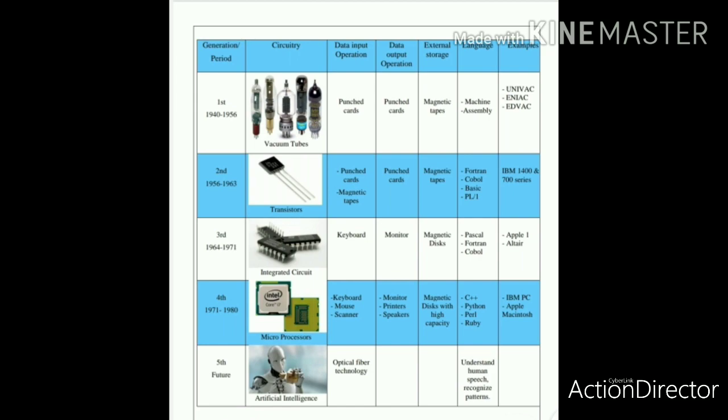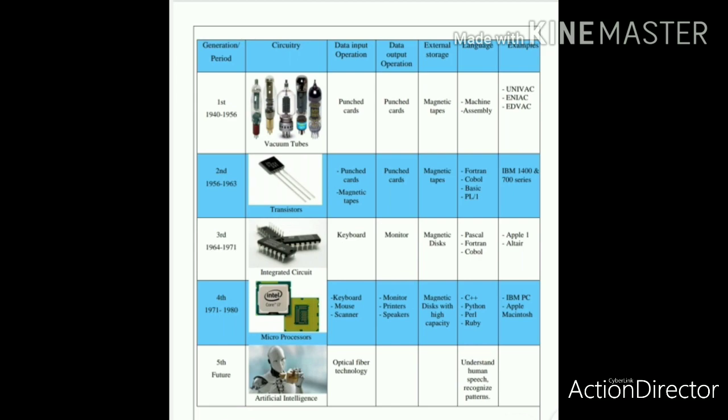These are the 5 generations of computers. If we do a recap, we can see that in first and second generation, punch cards were used as input and output. In the third generation, keyboard and monitor started coming, which also continued in the fourth generation with scanner as an input and speaker and printer as an output. Fifth generation, which is the new generation, uses optical fiber technology, and it understands human speech.